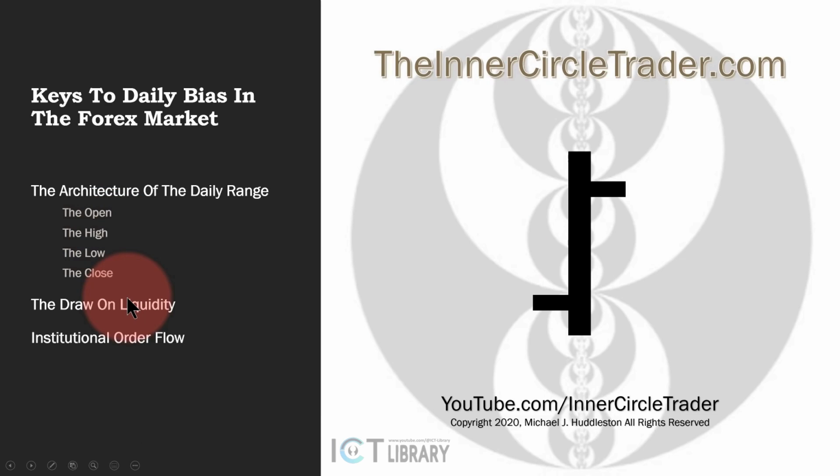And then once you understand that, then you're going to be utilizing institutional order flow. And we'll talk a little bit about that in our next slide.